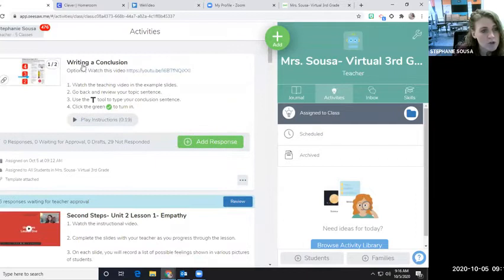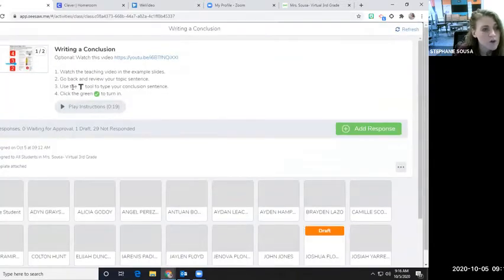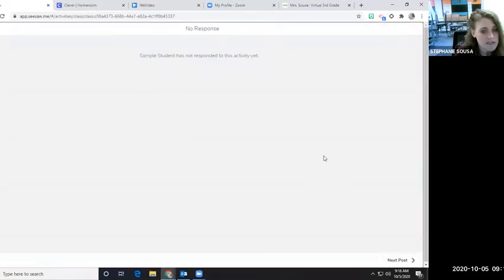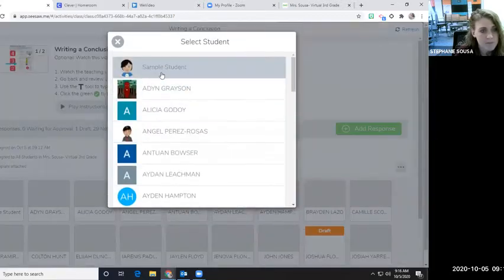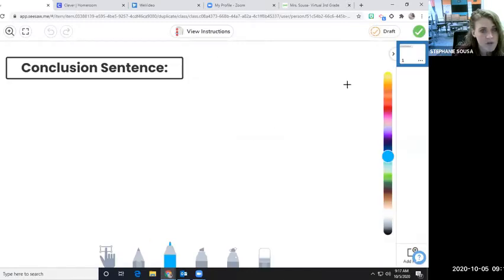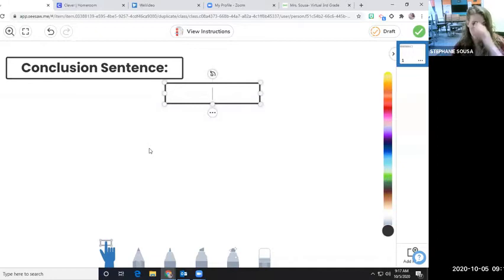Once you've reviewed your topic sentence and you remember what it is, you are then going to use the tool to type your topic or your concluding sentence. So I'll add a response. My conclusion sentence will go here. Remember, your conclusion sentence will be about your topic that you've already started. This is not a new paragraph.